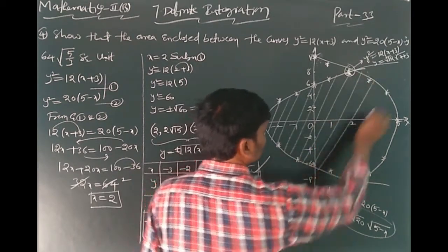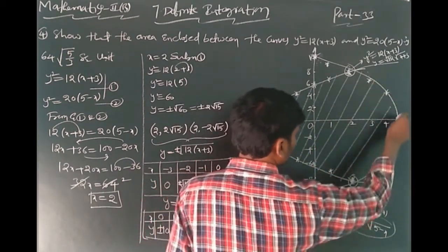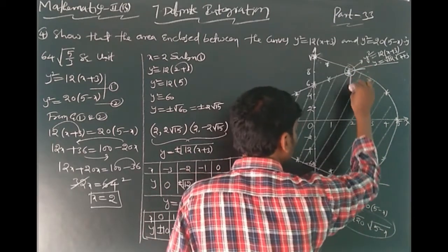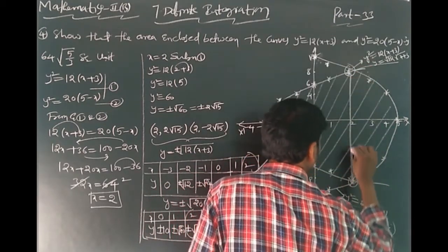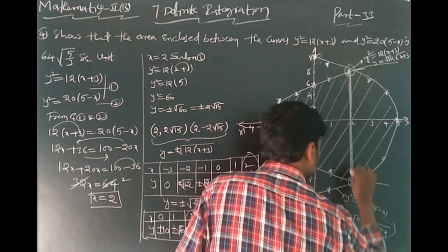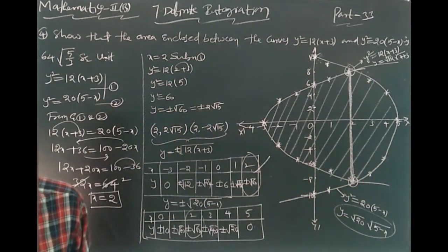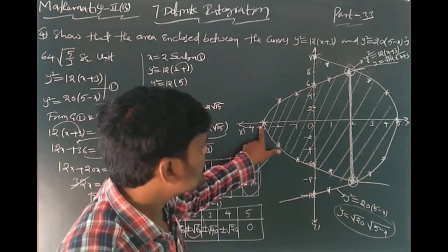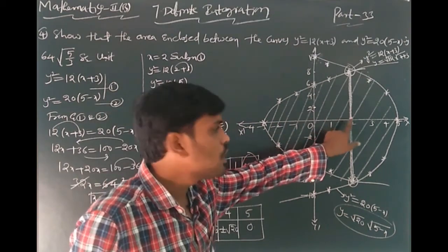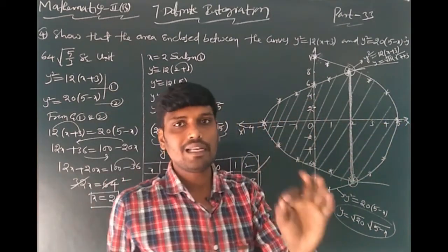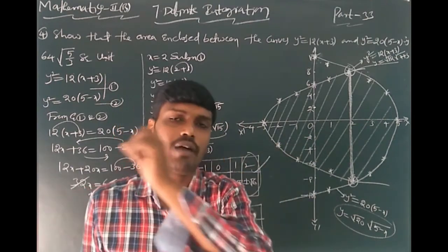See students, here you can observe this curve intersected at 2. Correct or not, students? That's why minus 3 to 2 is one curve, and 2 to 5 is another curve. Minus 3 to 2, one curve; 2 to 5, another curve.